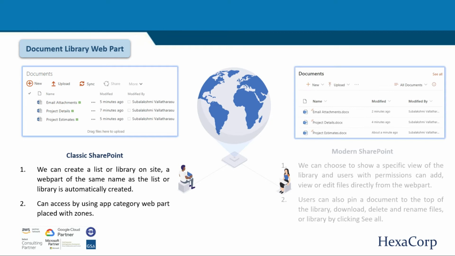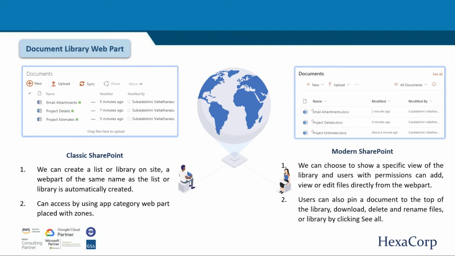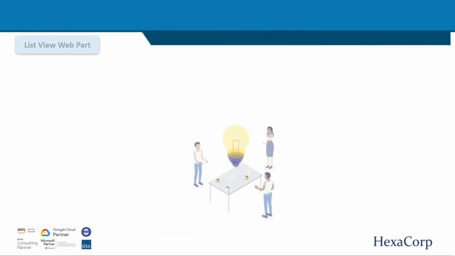In Modern, we can choose to show a specific view of the library, and users with appropriate permissions can add, view, or edit files directly from the web part. Users can also pin a document to the top of the library, download, delete, and rename files or the library by clicking See All.